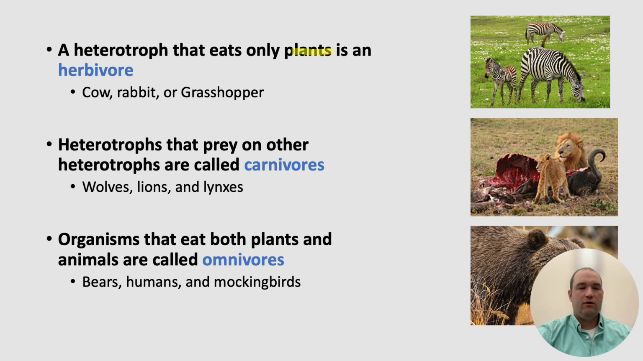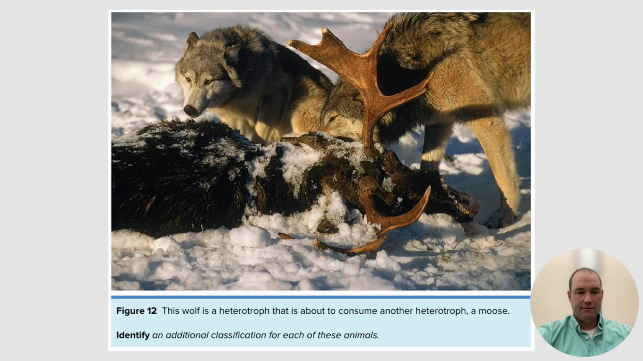Again, only plants. So this is an example like a cow, a rabbit, or a grasshopper, only eating plant material. Now, heterotrophs that prey on other heterotrophs are called carnivores. In other words, they are eating other animals. Wolves, lions, lynx, these are all examples of things that only eat meat. And then finally, we have individuals that eat both plants and animals, and these are called omnivores. Bears, humans, even mockingbirds are individuals that eat both plants and animals.